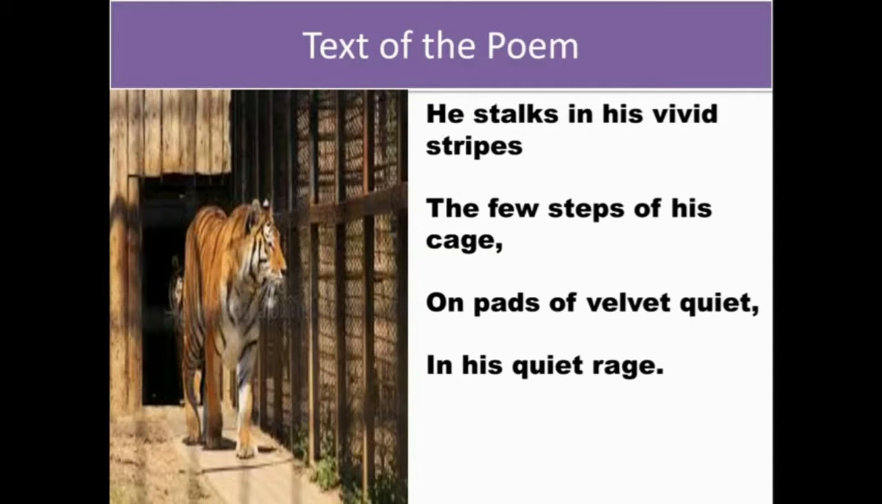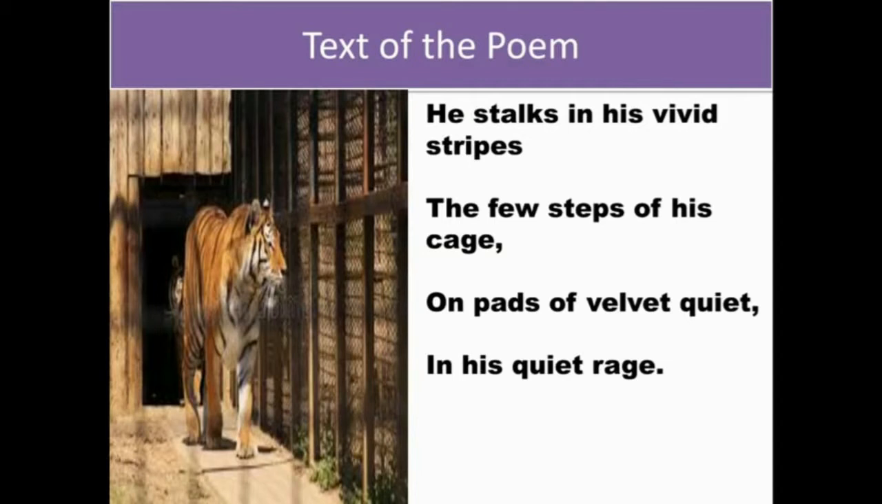In this stanza, the poet describes the appearance of the tiger in the zoo, how it is looking and its daily movements. What does he do daily in the zoo? The tiger that is confined in the zoo moves around in the cage under his bright colored skin. The tiger can take only a few steps. Why? Because he has very soft feet like velvet, and because of which there is no sound of the tiger's footsteps. The tiger tries to control his anger by quietly walking in the limited area of his cage.